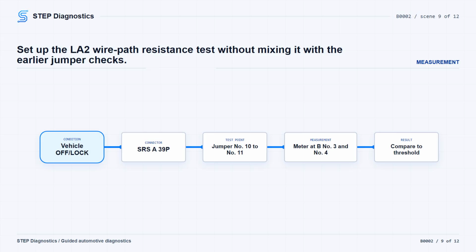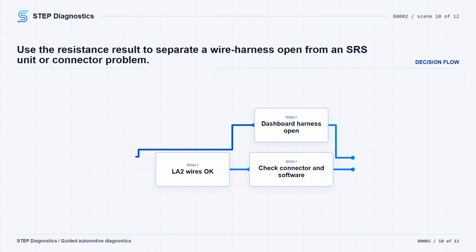With the vehicle still in OFF or lock mode, with the driver's airbag second inflator 2P connector disconnected, cable reel connector B disconnected, SRS unit connector A disconnected, and SRS unit connector A terminals no. 10 and no. 11 jumped, measure resistance between cable reel connector B no. 3 and no. 4 on the dashboard wire harness. The decision point is 1.0 ohms or less. If that measurement is 1.0 ohms or less, the LA2 positive and LA2 negative wires are okay.